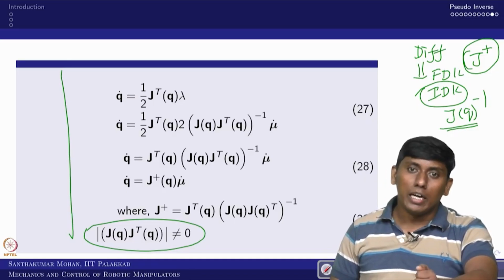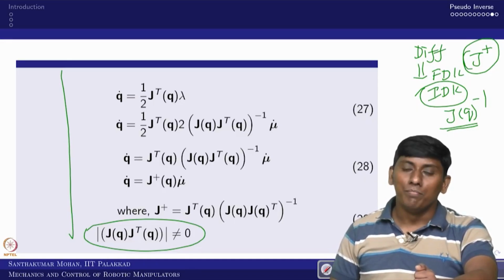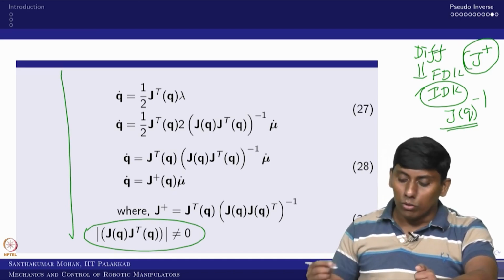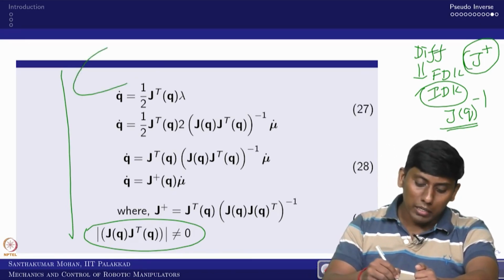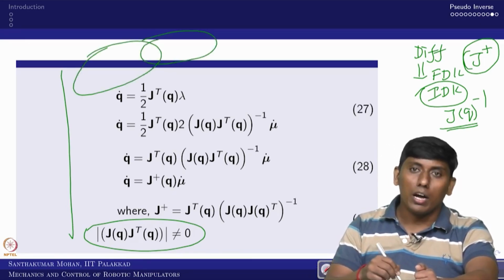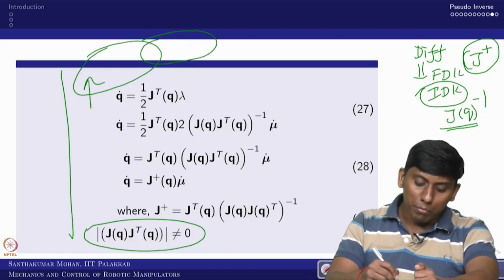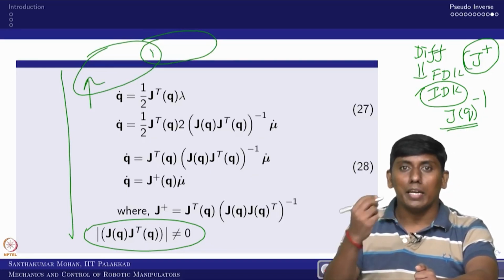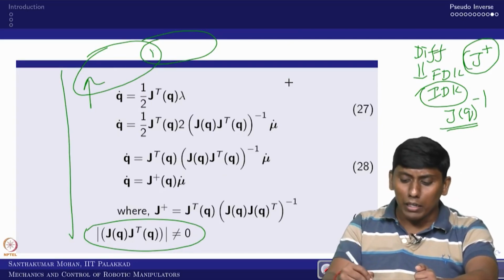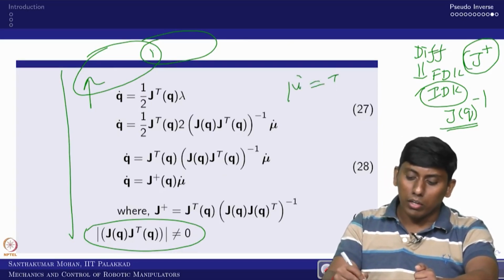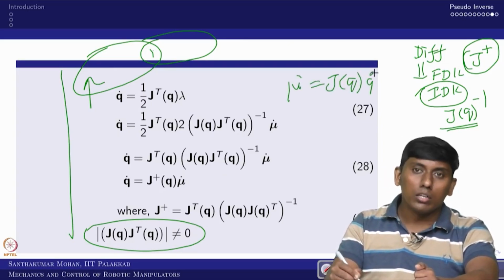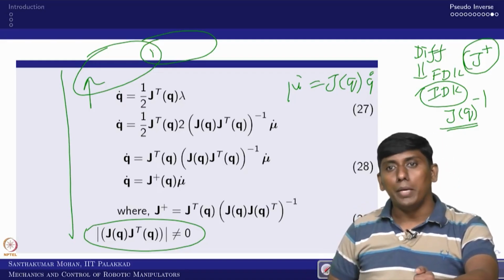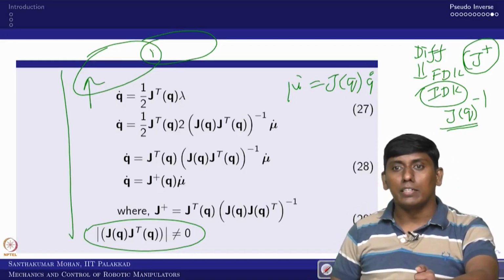With that I am closing this session. In the next lecture we will see velocity propagation, how velocity propagates from one joint to another joint. Based on that, we can end up with mu dot in terms of J of q into q dot, and we will also obtain the velocity relation from one joint to another. That is the next lecture.